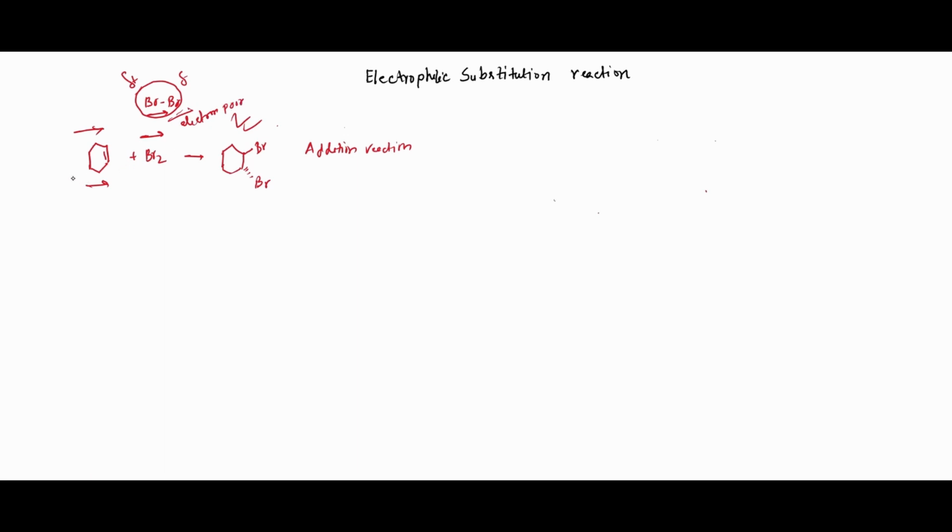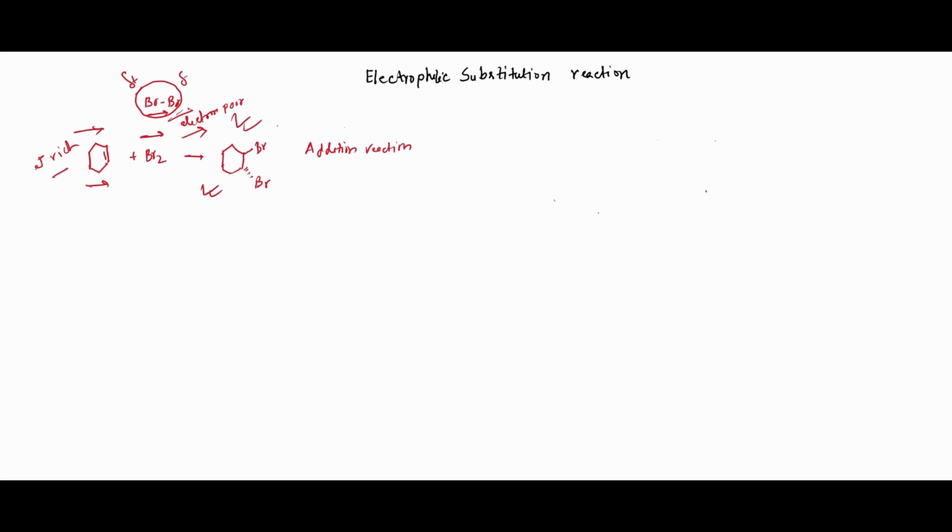And our nucleophile is already electron rich. And as we have one electron rich compound and another electron poor compound, they go into the reaction and we form this product.